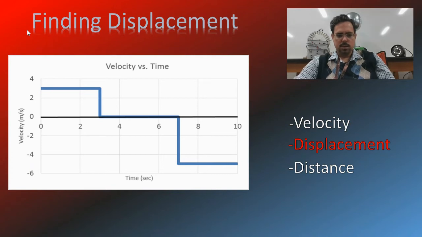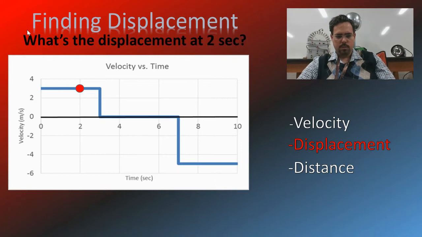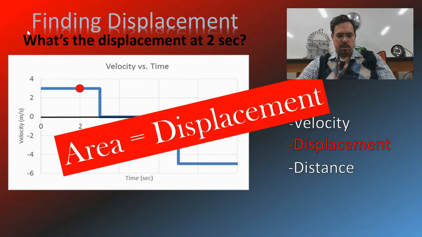Remember, displacement tells you how far you are from where you started, and if we can find how far this object has gone, then we've found its displacement. So here's how we do it. Displacement is going to equal the area. What do I mean by area? I mean the area from the graph down to the 0 line. If you shade in all the area and find the area, then you've found the displacement.